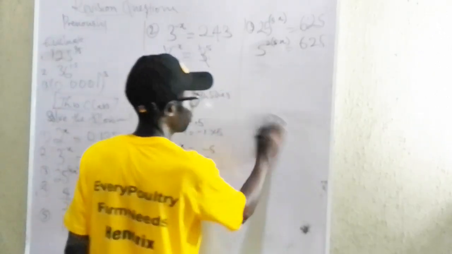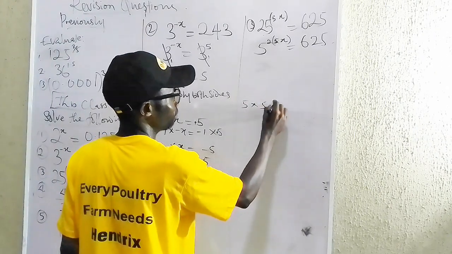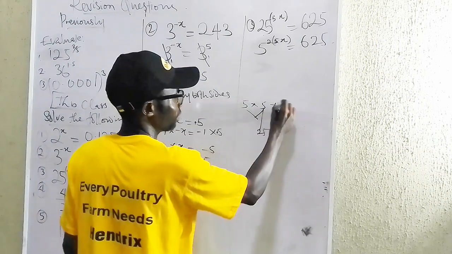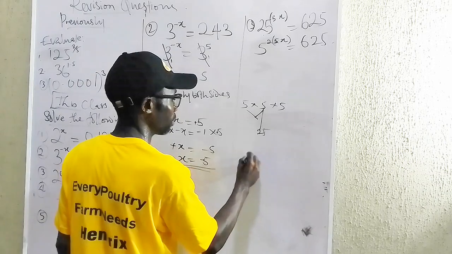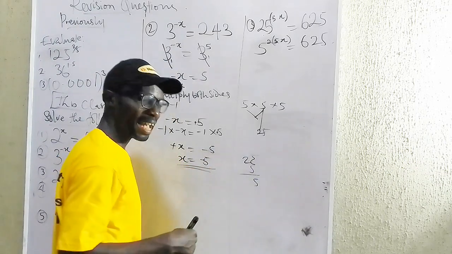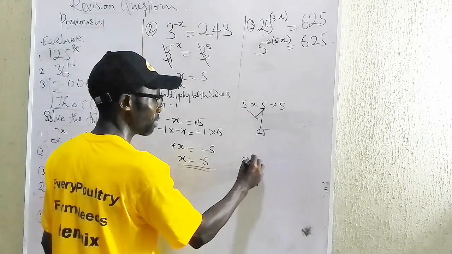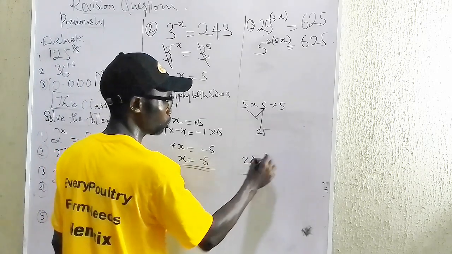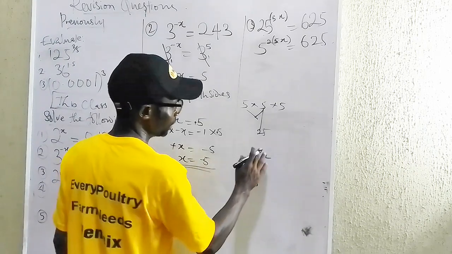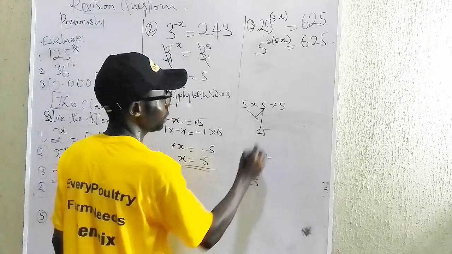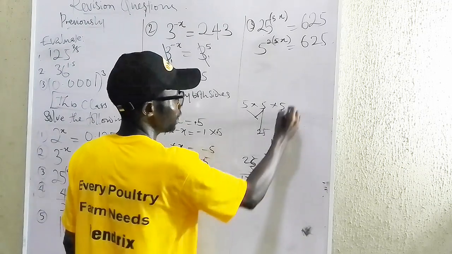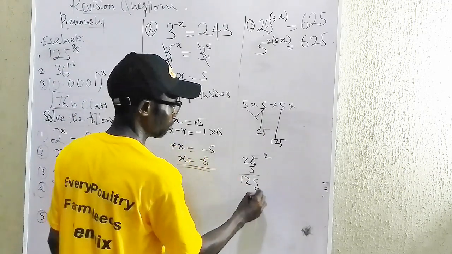So let's try with 5s. So 5 times 5 gives us 25. Then times 5. Let's see. 25 times 5. 5 times 5 is 25. Write down 5, carry 2. 5 times 2 is 10, plus 2 is 12, so we have 125. Then that means this one will give you 125.